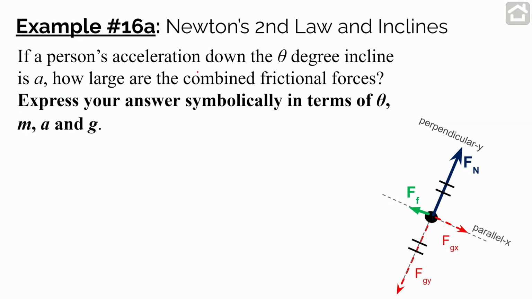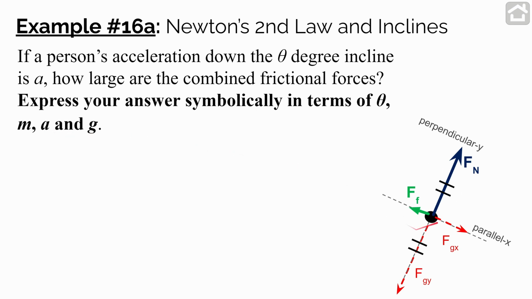So the problem reads, if a person accelerates down the theta degree incline, we're solving this symbolically, so we're not giving numbers, we're just giving symbols, so it makes an angle of theta degrees. If the acceleration is represented by A, how large are the combined frictional forces? It says express your answer symbolically in terms of theta, the mass of the rider, the value of the acceleration A, and the Earth's gravitational field strength.